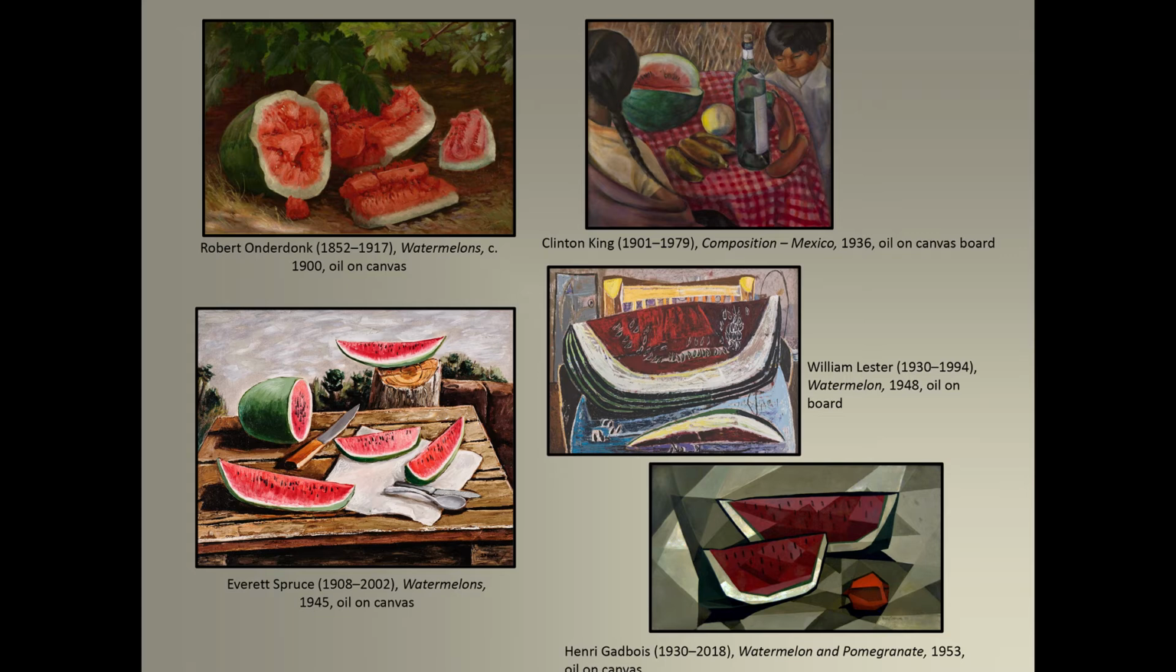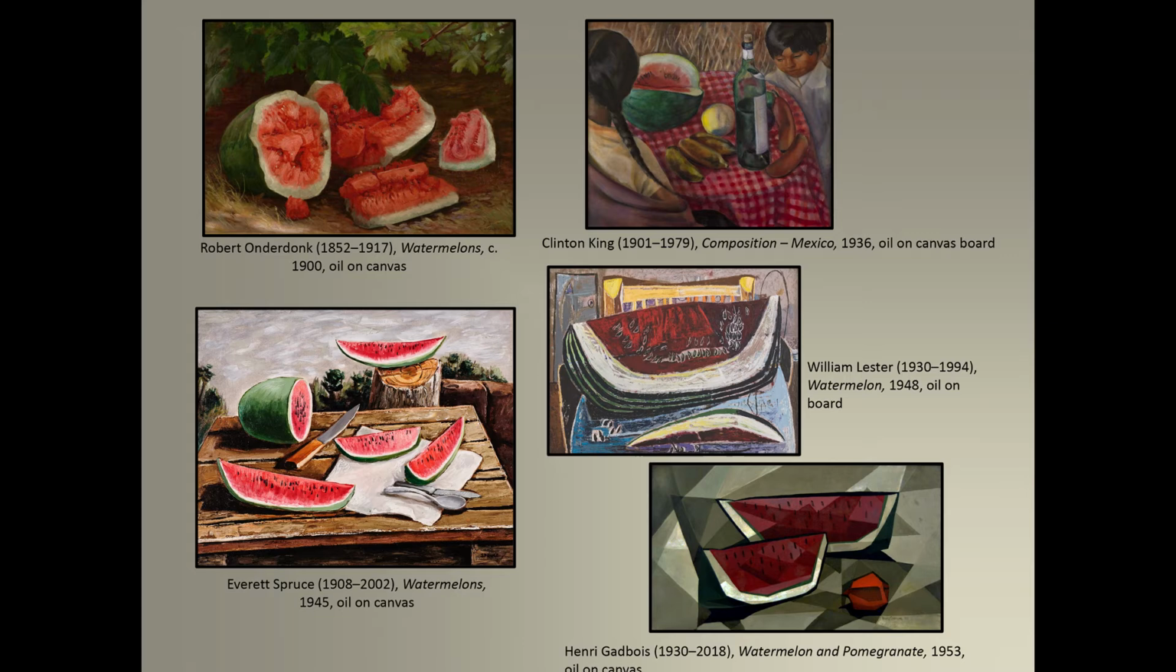On the top right, Clifton King, Composition Mexico from 1936, is an oil on board. He adds figures. A bottle on the table seems to be in a different picture plane. The figures included are like a parenthesis in the composition, which is very crowded. On the bottom left, we have Everett Spruce, Watermelons, 1945, oil on canvas. Angles abound. It is off balance, with a tilted tabletop, and it's set into a landscape.